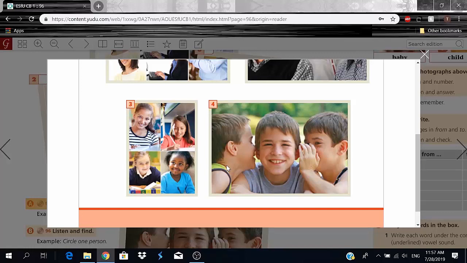Now we have the other person that was talking, voice 2, and now he's going to say the same words, but in plural, okay?